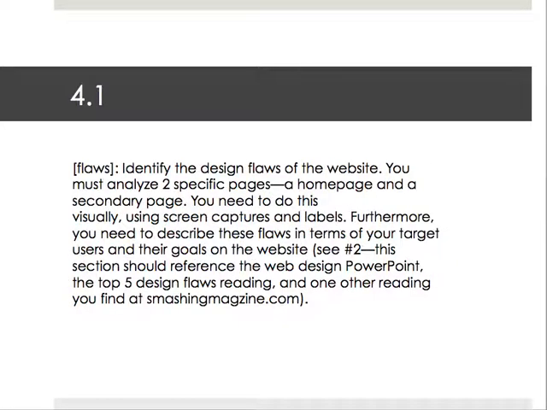Okay, in this first part, you're going to need to describe the flaws. This will be the most important. So identify the design flaws of the website. You're going to analyze two specific pages, so the home page and then a secondary page. You can pick the secondary page, whichever page you want. I just want to see something on the home page and on the secondary. And you'll need to do this visually using screen captures and labels.